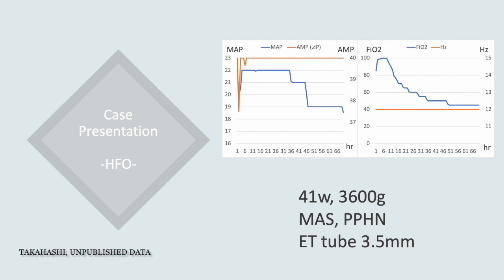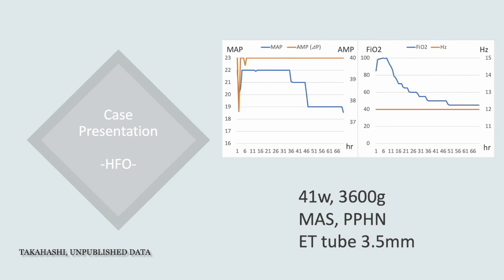First, let me present a case of a patient born at 41 weeks of gestation, weighing 3,600 grams, who was placed on ventilator management for meconium aspiration syndrome and persistent pulmonary hypertension of the newborn. A 3.5 mm endotracheal tube was used for this patient. This patient's condition was severe and required a MAP of 23 for HFO management. Oxygen was also used at 100%, combined with nitric oxide inhalation therapy, and his condition gradually improved.